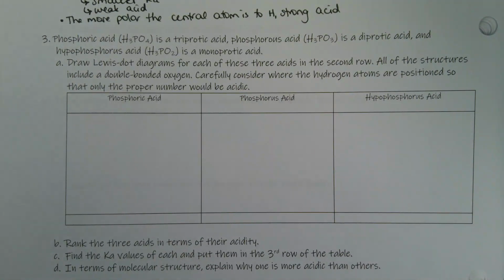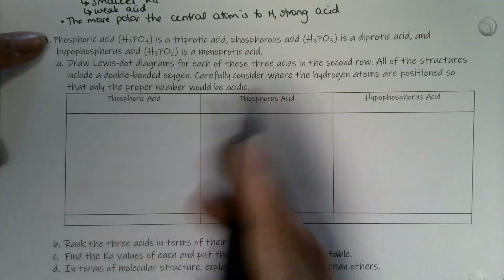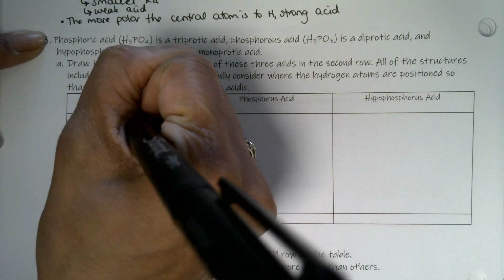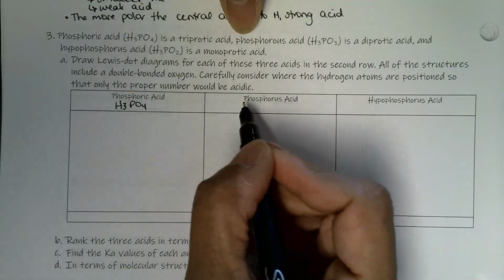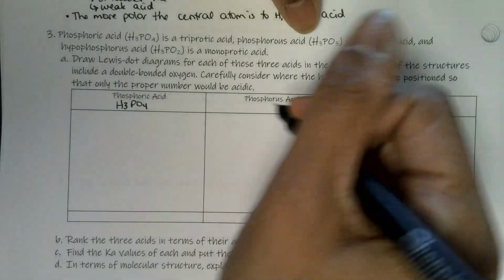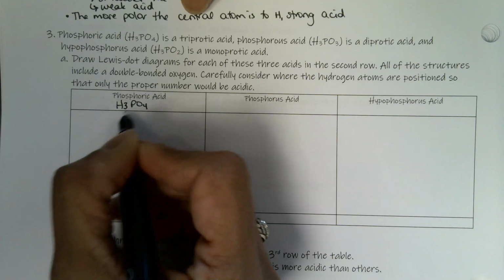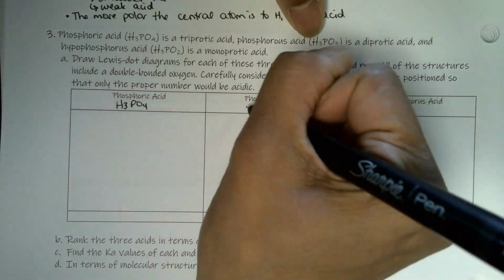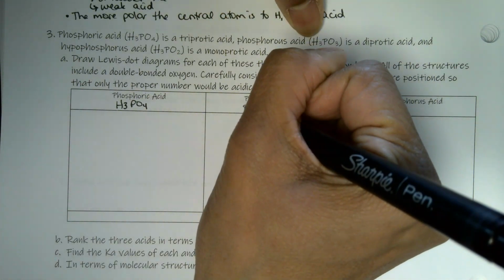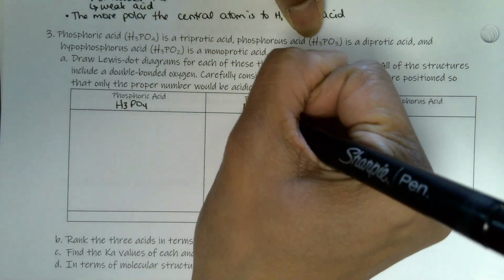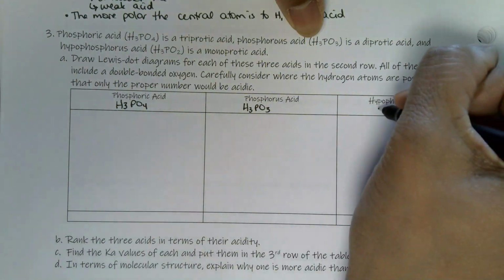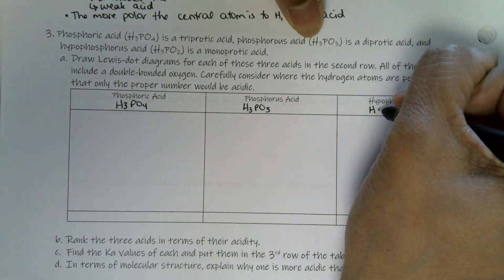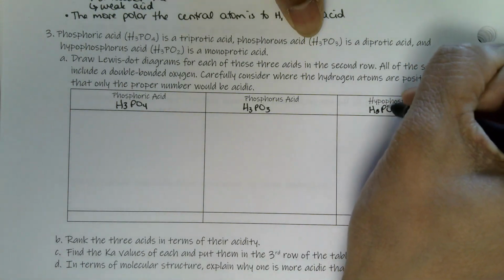All right, and then this last little part over here, we're going to draw some Lewis dot structures for these three acids. So we have phosphoric acid, which is H3PO4. So this is a triprotic acid, meaning it has 3 hydrogens. Then phosphorous acid is going to be H3PO3, and hypophosphorous acid is H3PO2.